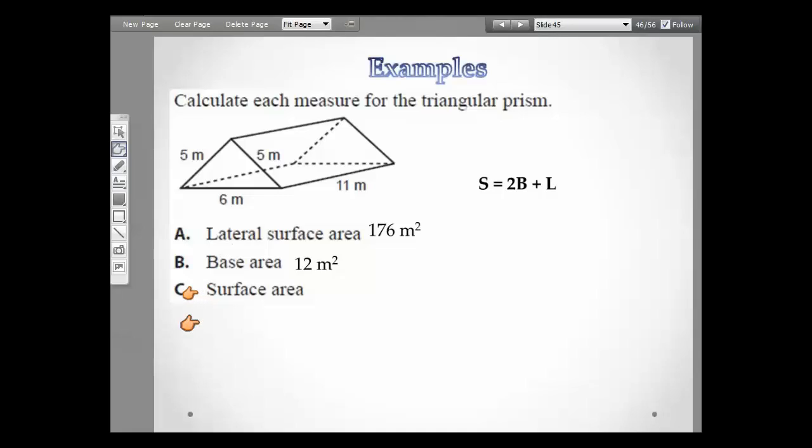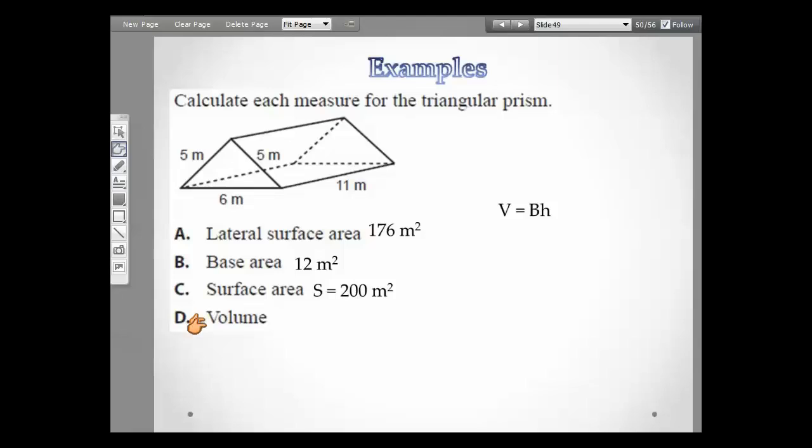So now they want us to find the surface area, and here's our formula for the surface area. And remember, we just found the capital B, which was the 12 meters squared, right? We've already found the sum of the lateral surface areas is 176. So we just got to plug those numbers in, just like that. And then we have 24 plus 176. That gives us 200 meters squared.